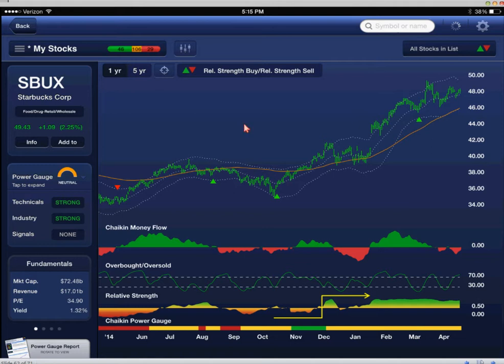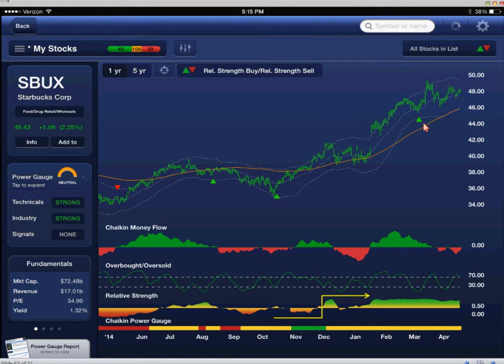Now, what happened tonight? First of all, it was up 2.25%, anticipating a good earnings report. And they reported better than expected earnings. The stock was trading another 4% higher in the aftermarket. So Starbucks, even though neutral power gauge rating, has been outperforming the market.